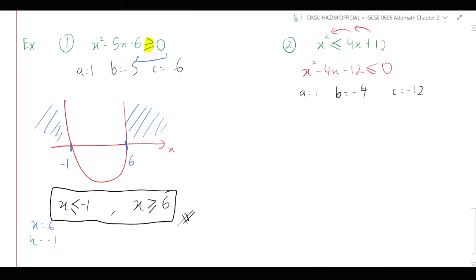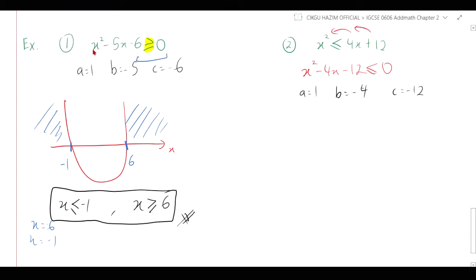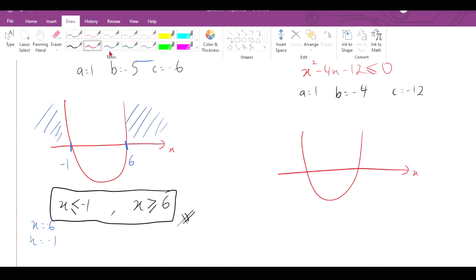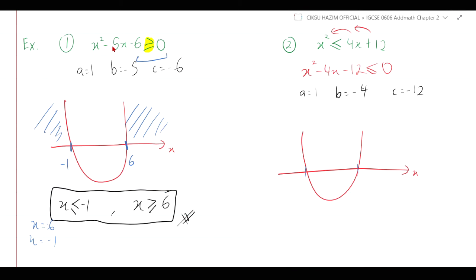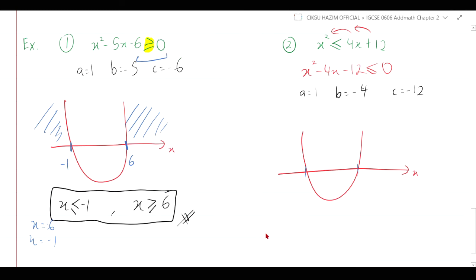Okay, so when a equal to 1, that means it's supposed to be smiling. Okay, and draw this x-axis and find the x-intercepts. How? Pressing in the calculator. a equal to 1, b equal to -4, and c equal to -12. You're going to get x equal to 6 and -2. Of course this is -2, of course this is 6.